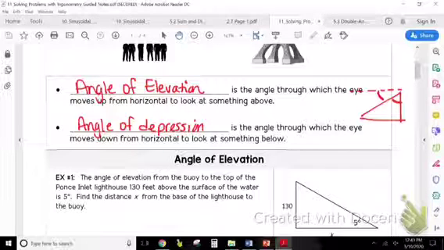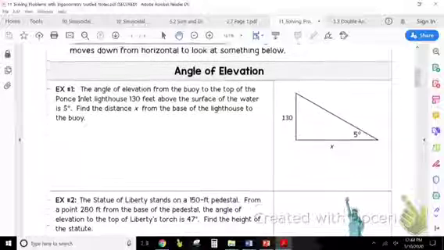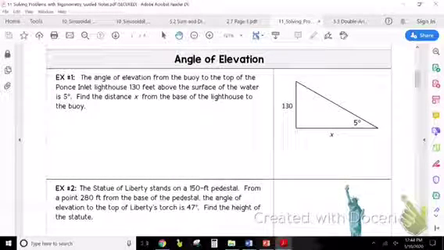All right, let's look at example 1. Says the angle of elevation from the buoy to the top of the, I don't know how to say that, so Ponce Inlet Lighthouse, 130 feet above the surface of the water, is 5 degrees. Find the distance x from the base of the lighthouse to the buoy.